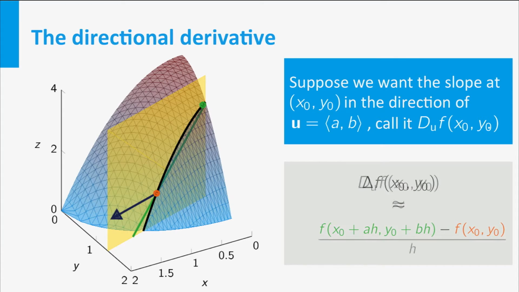The function value then changes with delta f equal to f(x0 + ah, y0 + bh) minus f(x0, y0). If you then divide this change in the function by the distance you traveled, you can approximate the slope D_u f by (f(x0 + ah, y0 + bh) minus f(x0, y0)) over h.